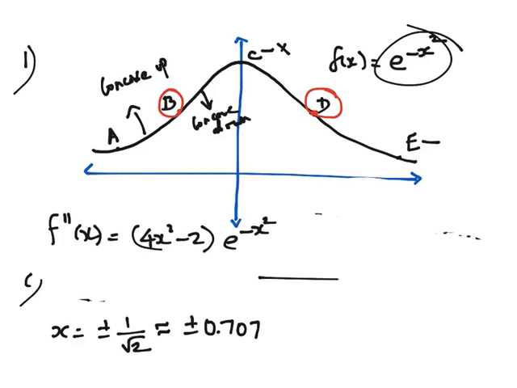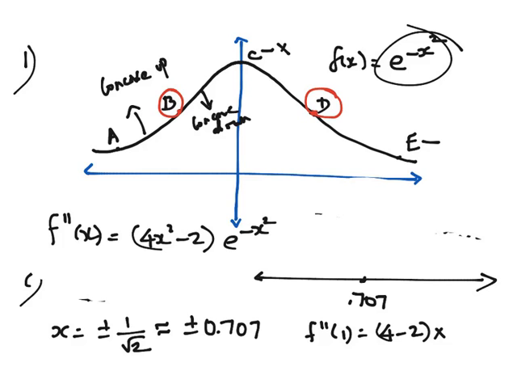So let me draw the number line. Okay. So let me take, let's say, this 0.707. Let me take the point D. Let's take a value more than 0.707. Let me take, let's say, 1. So f double dash of 1 is 4 minus 2 into e power minus 1, which is positive. So f double dash of x will be positive.